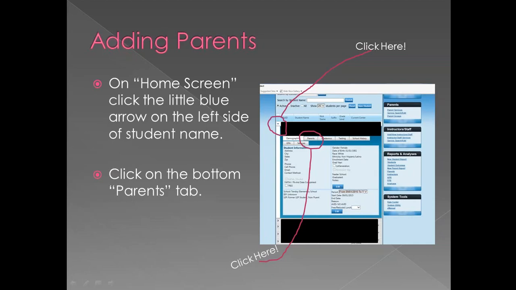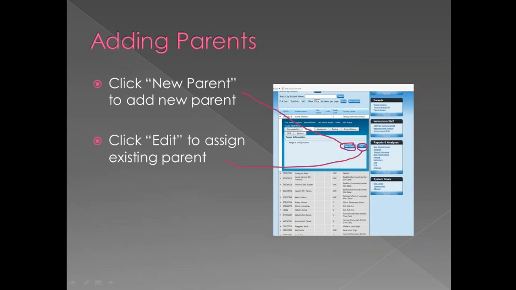And you'll have a list of little tabs of categories. You'll see demographics, parents, academics, testing, school history, GPA, services. So what you will do is click on the Parents tab, and then it'll bring up a little page that looks like this. And you'll click on New Parent, or you'll click on Edit to assign existing parent.